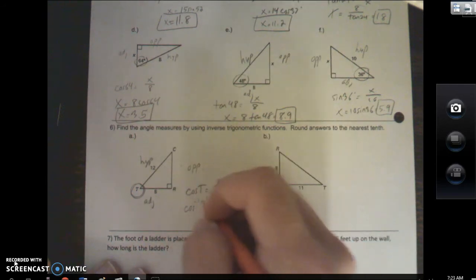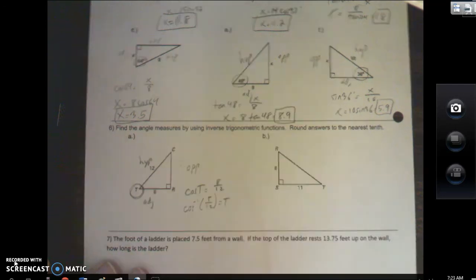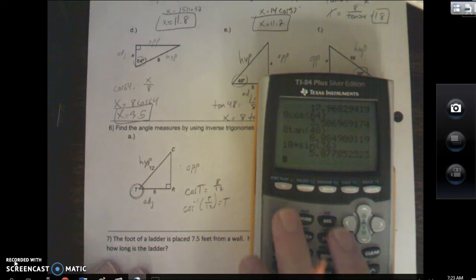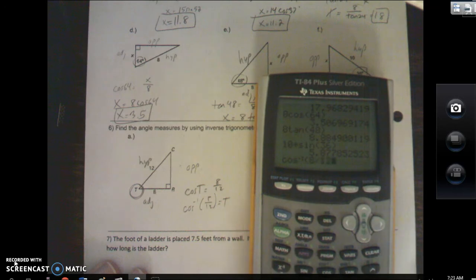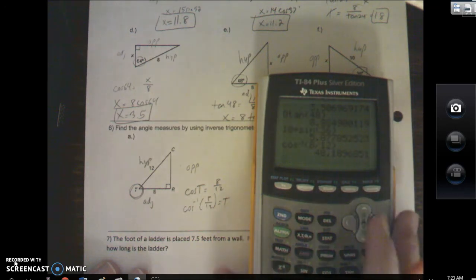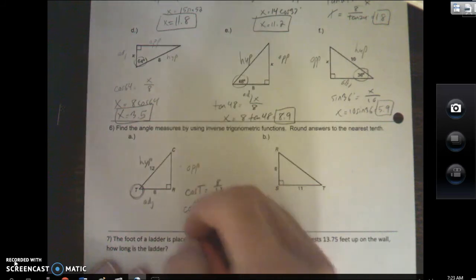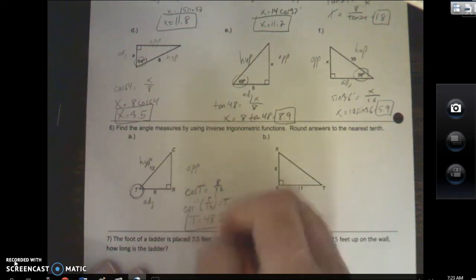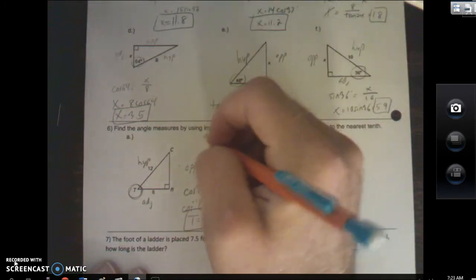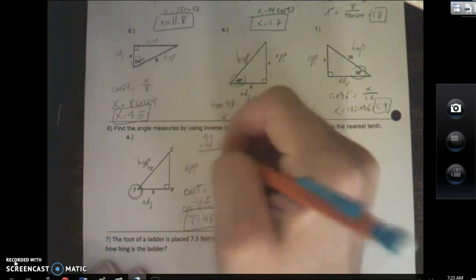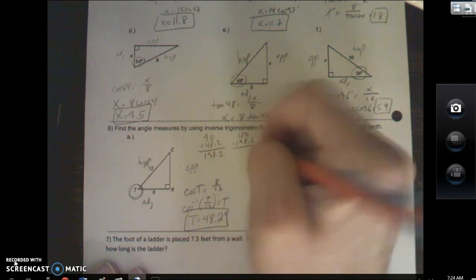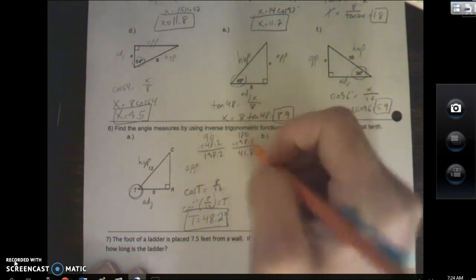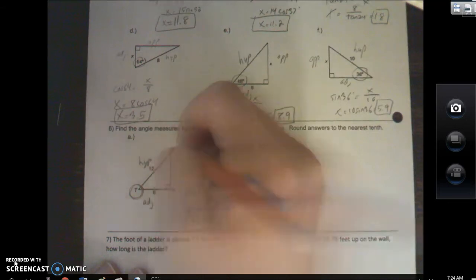We have to do the inverse. So we're going to flip them around. The only thing different on the calculator is I get second cosine. That brings up my inverse. 8 divided by 12 gives 48.18 or 48.2 degrees. To find angle C then, I do 90 plus 48.2, 138.2, subtract that from 180, 41.8 degrees. So angle C is 41.8 and 48.2.